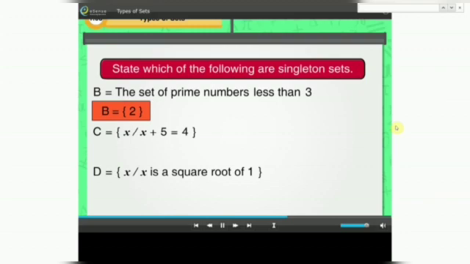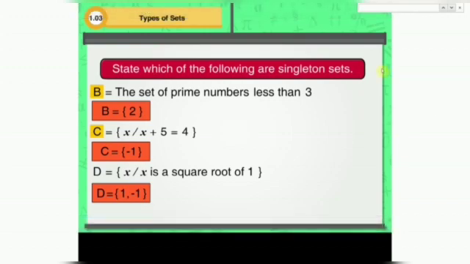2 is an element of set B. -1 is an element of set C. 1 and -1 are elements of set D. Sets B and C have only one element. Hence, they are singleton sets.